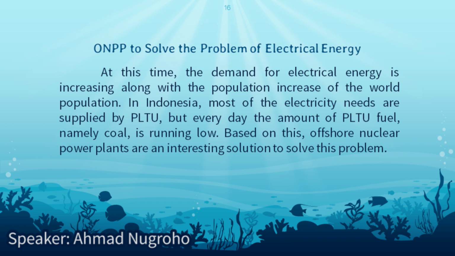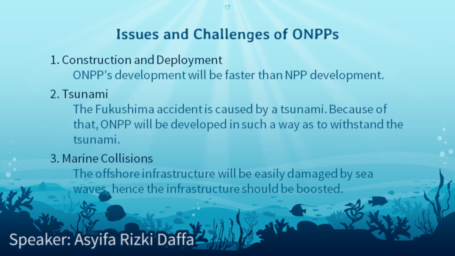Based on this, offshore nuclear power plants are an interesting solution to solve this problem. The next slide is about issues and challenges of ONPPs. Issue number 1 is about construction and deployment. The ONPP can be built in centralized facilities like shipbuilding yards, and can also be built at sea. Because of that, the ONPP's deployment will be hybrid. Some of these ONPP construction jobs can be done simultaneously. In the end, the total construction period will decrease and will be faster than land-based NPP.